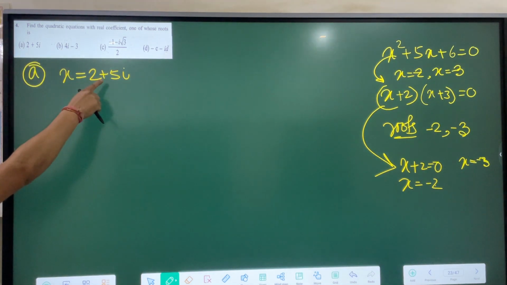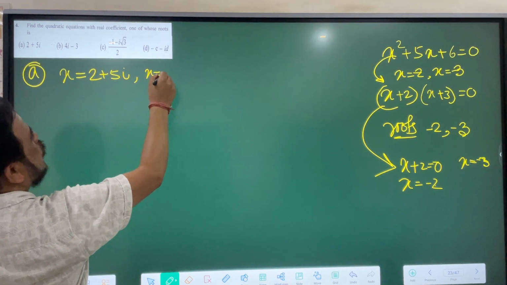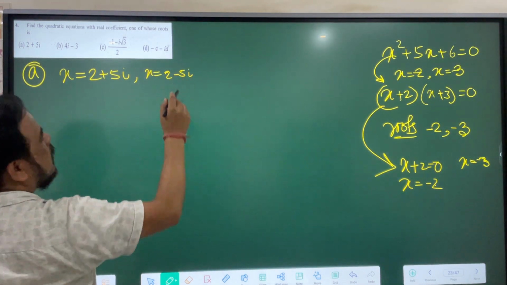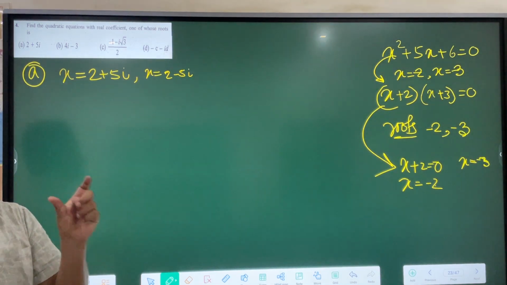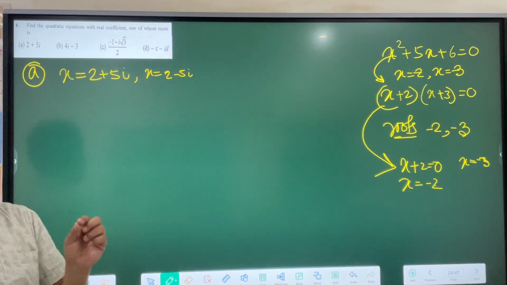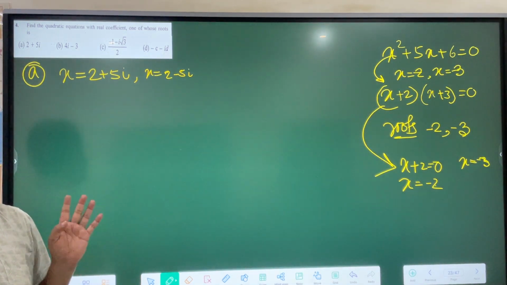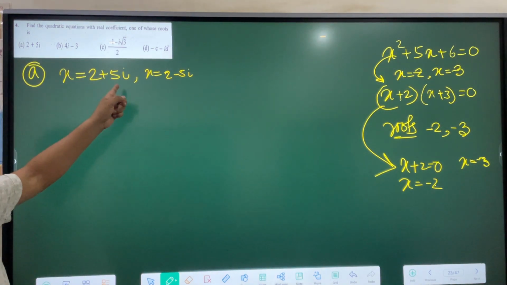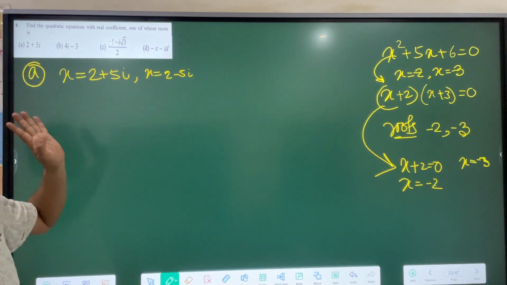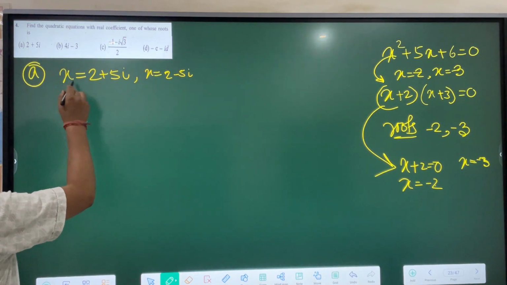X equals to 2 plus 5i. Other one, surely 2 minus 5i. In the previous video, I already explained that if one root is a plus ib, other root will be a minus ib. One root is conjugate to other. So that we know. So we have got 2 plus 5i, one root which is given, other one we can write by ourselves. Or if we do this one, this is given.